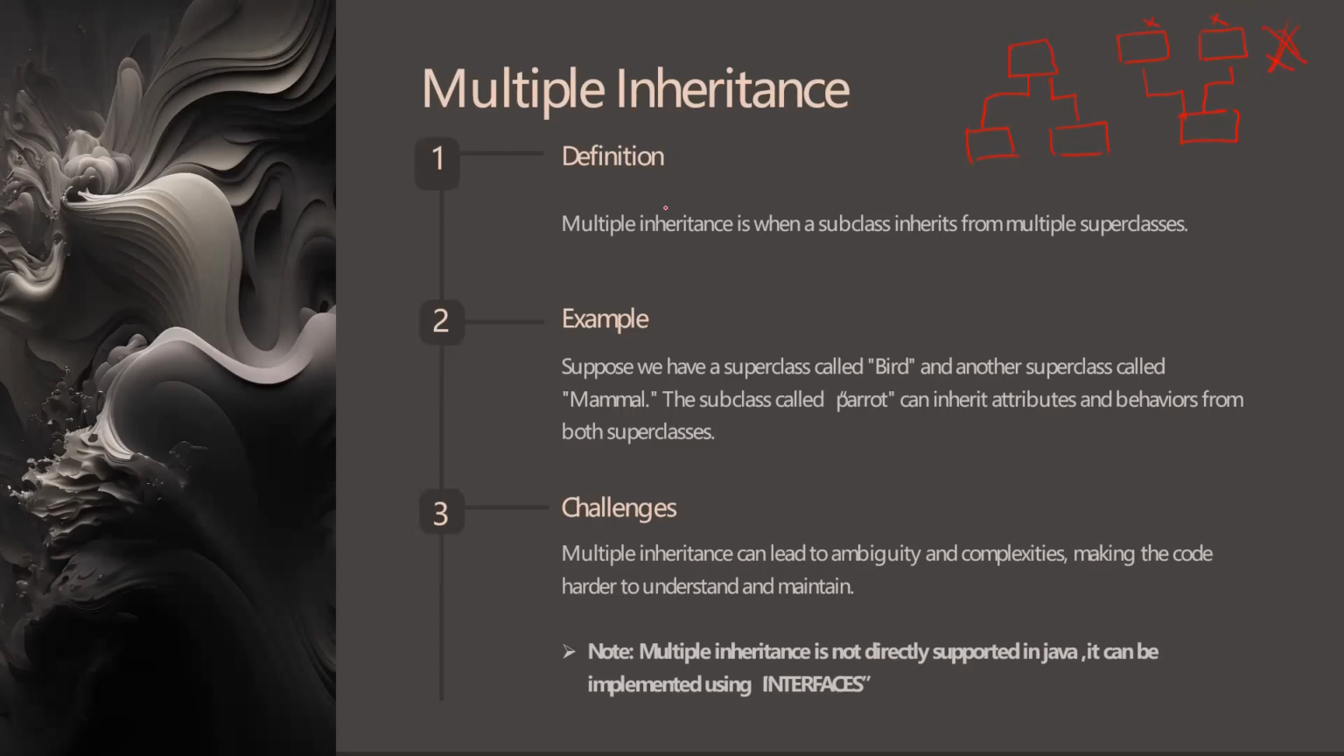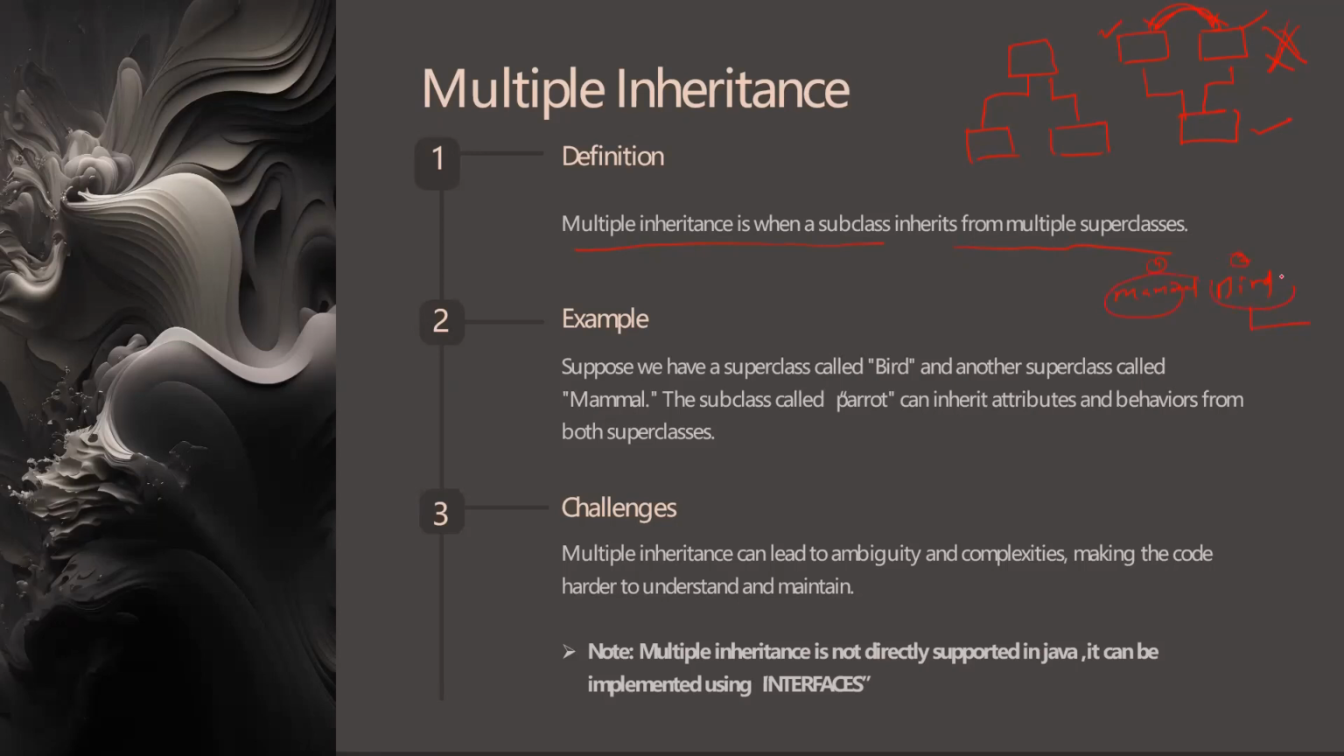Let us see. Multiple inheritance is when a subclass inherits from multiple superclasses. This is the subclass which inherits from multiple superclasses. This is one superclass, and this is one more superclass. Clear? Suppose we have a superclass called bird. Bird is one superclass. And we have another superclass called mammal. This is one superclass, and this is one more superclass.